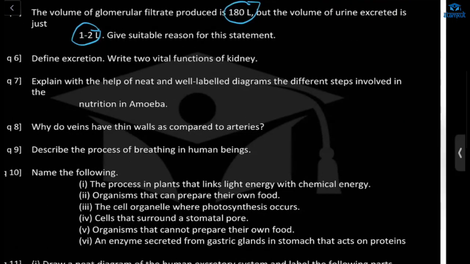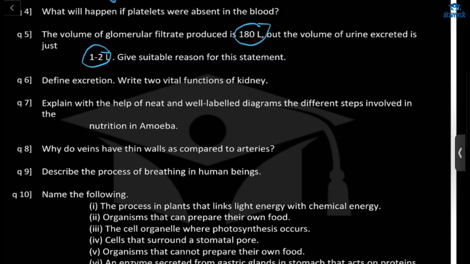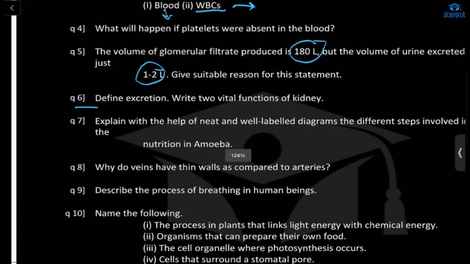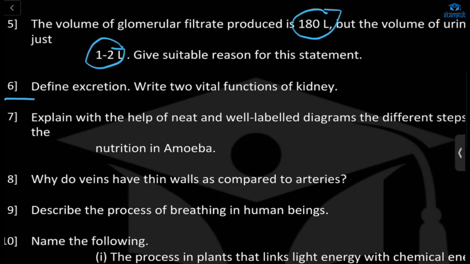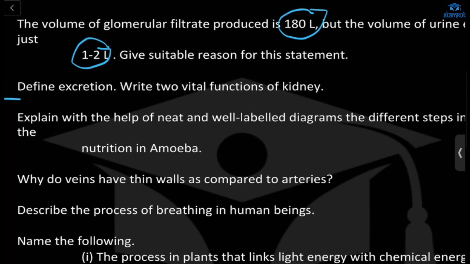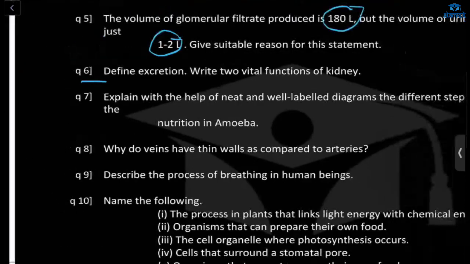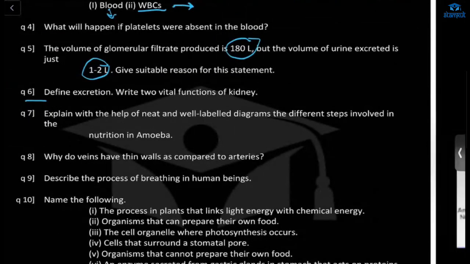Next, define excretion and write two vital functions of kidney. This one is easy, right? You can answer, right, Rudnil? Yes, ma'am. Can you tell? Sixth one. Excretion is the process of removing the waste material out of the body. Yes, that's all. That is the metabolic waste. Okay. Now, vital function of kidney. It filters the water, the urine. Yes, excess water, and one more thing, removing the nitrogenous waste. Okay. Yeah. That's all.